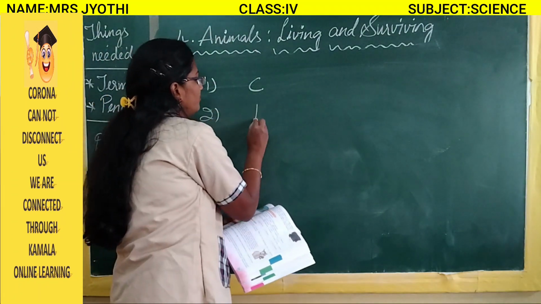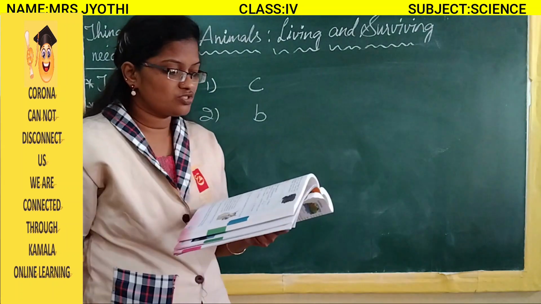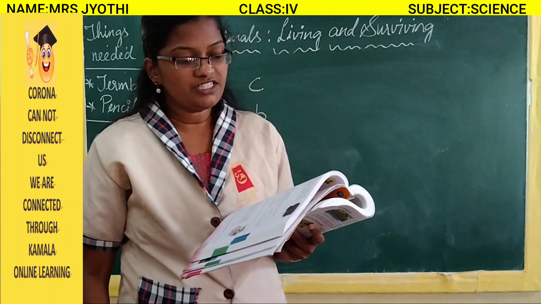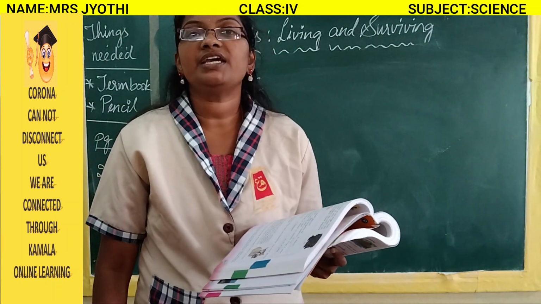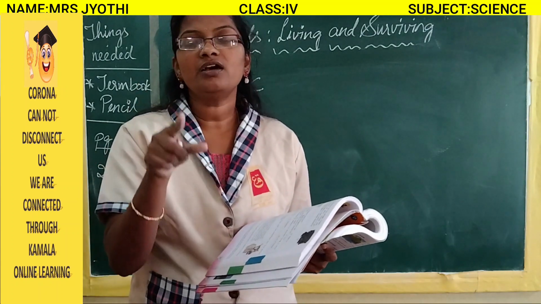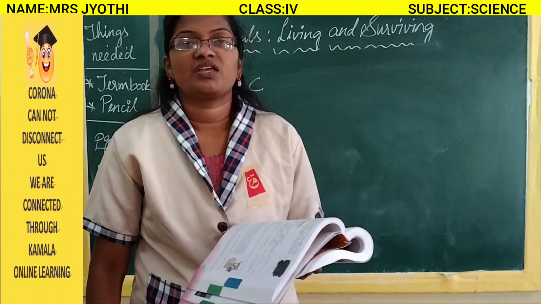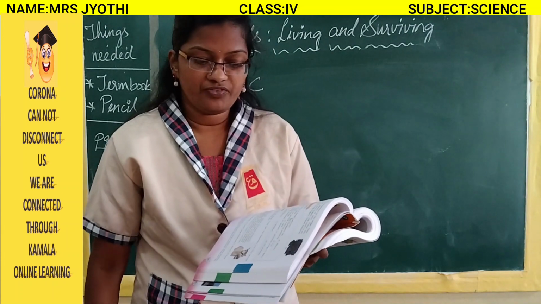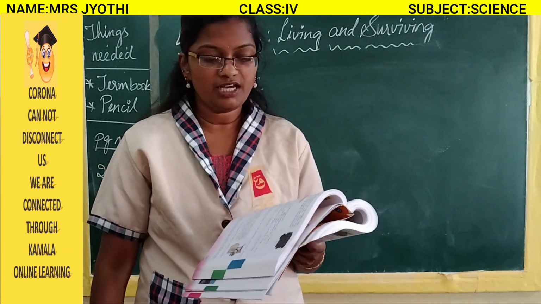The second one is B. So the spelling is wrong over there in the textbook. Habitat. Last one is L, so make it as T. So, the surrounding in which an animal lives is called its habitat.